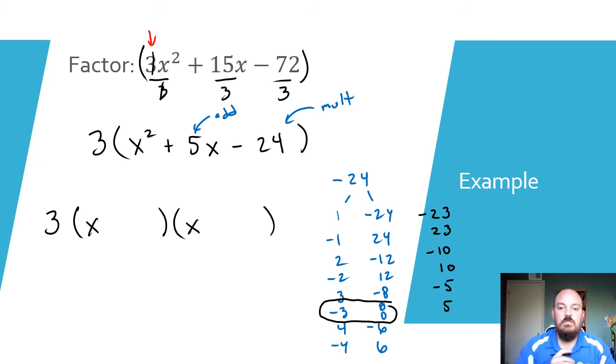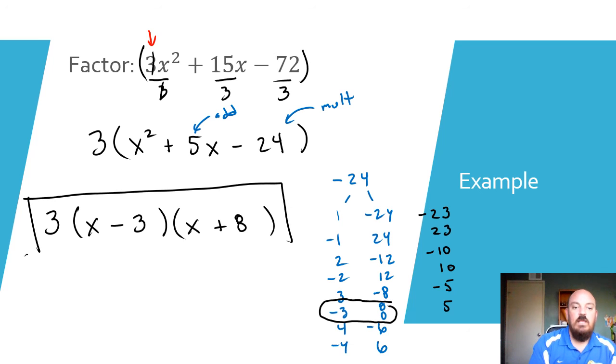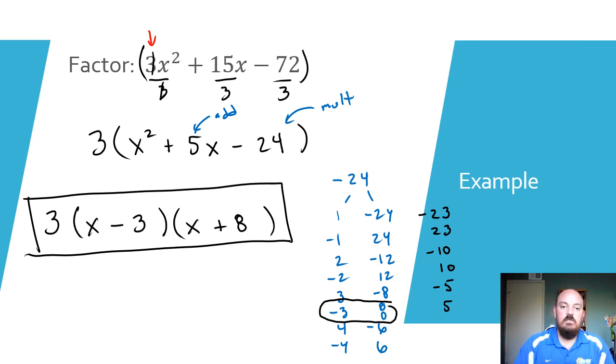So basically, to finish this question, I want to put a negative 3 after one of my x's. And since that's a positive 8, I want to put a plus 8 after the other one. And there's your final answer: 3 times (x minus 3) times (x plus 8). And what we've done is we've done our last two questions in a row. We did factoring out common terms first, that was the 3. And then we did factoring a quadratic, or x squared plus bx plus c, where you're looking for the numbers that multiply to negative 24 and add to positive 5 and putting them into your factors.